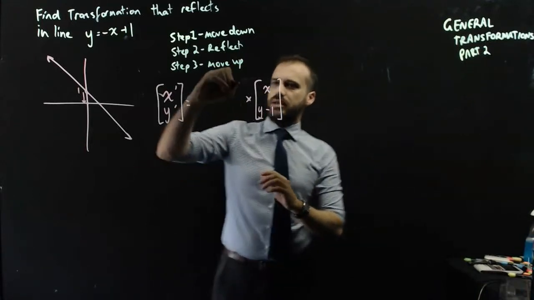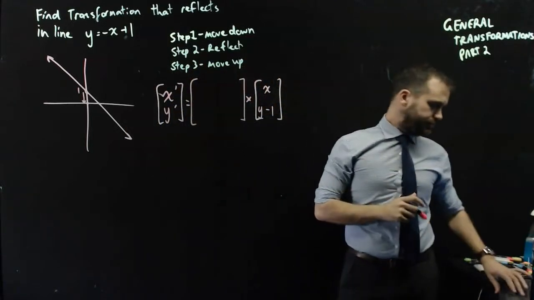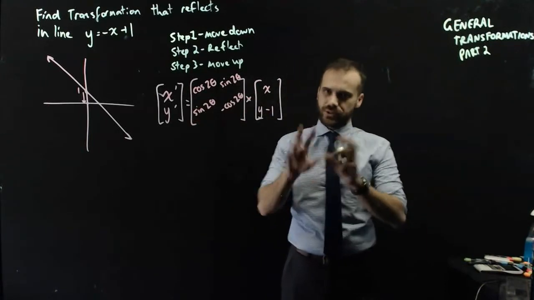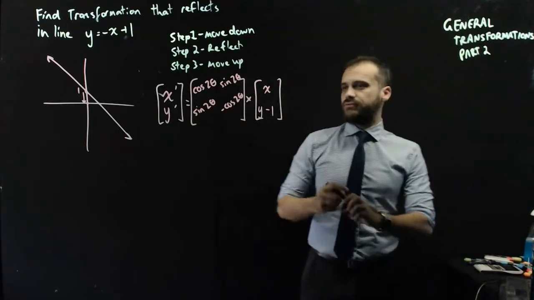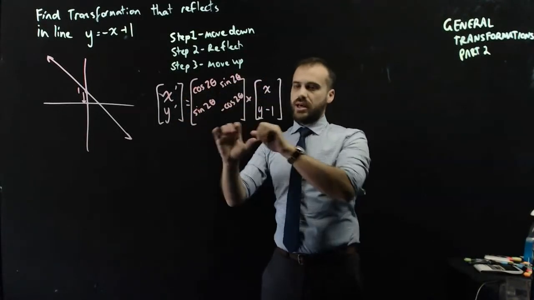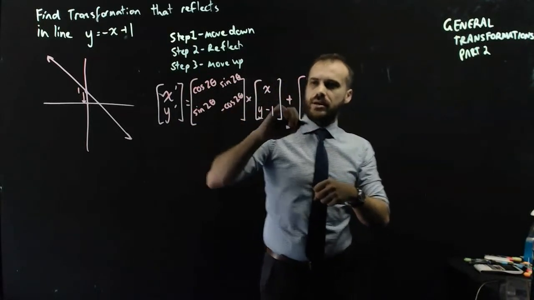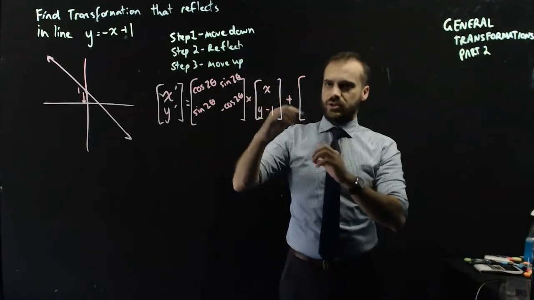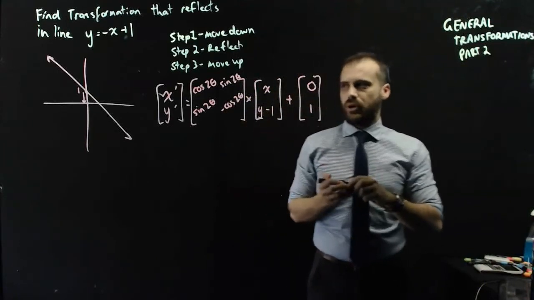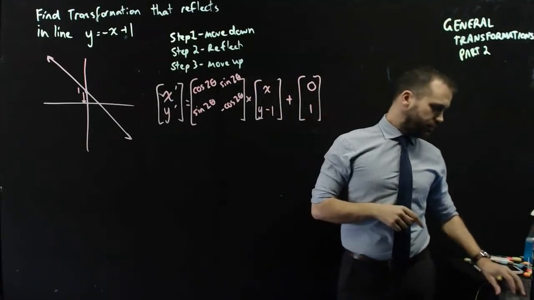Okay, now we need our reflection matrix here. Cos 2 theta, sin 2 theta, sin 2 theta, negative cos 2 theta. We'll deal with the theta in a second. And then finally, once that's all done, we moved it down, we reflected it, and now we're going to move it back. Plus, now we're not moving the x-coordinate at all, but we are moving the y-coordinate back up by 1. So now we have step 1, step 2, step 3.